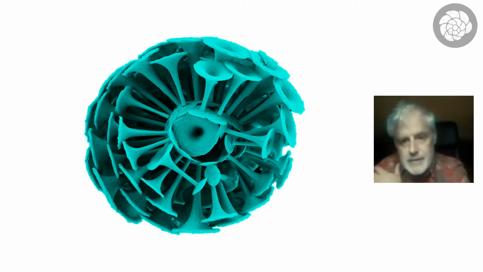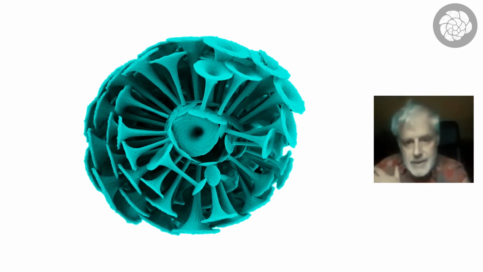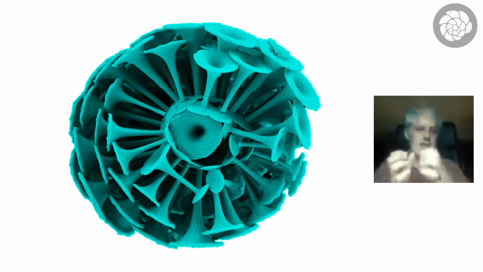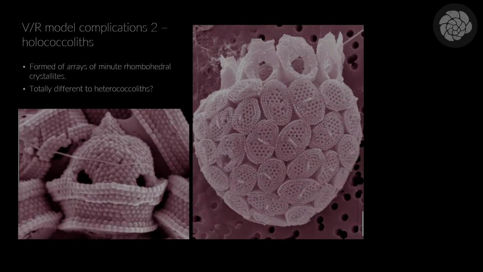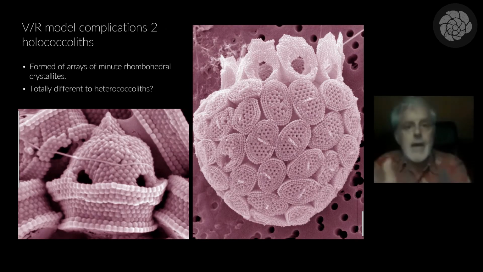And so the trumpet and the base are both formed inside the coccosphere, and in this case it almost looks like it's too big to go inside the coccosphere. Part of the reason is that in Discosphaera, they seem to form the trumpet and the base separately, and they're only joined together once it's exocytosed. And no, we don't fully understand how that happens. When we get into the complications, there's still lots we don't understand. Okay.